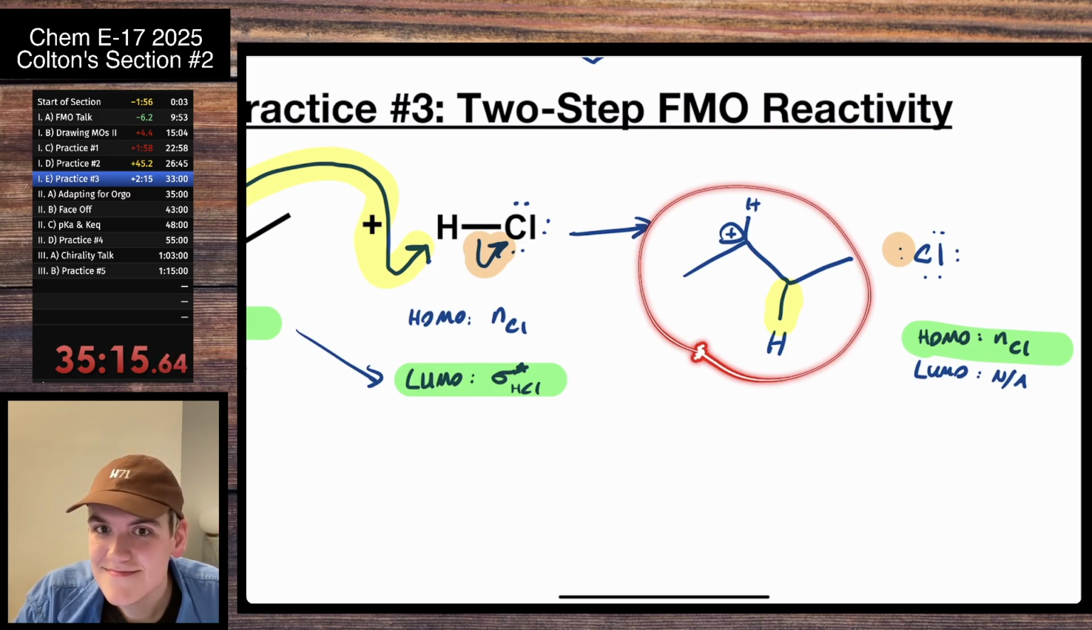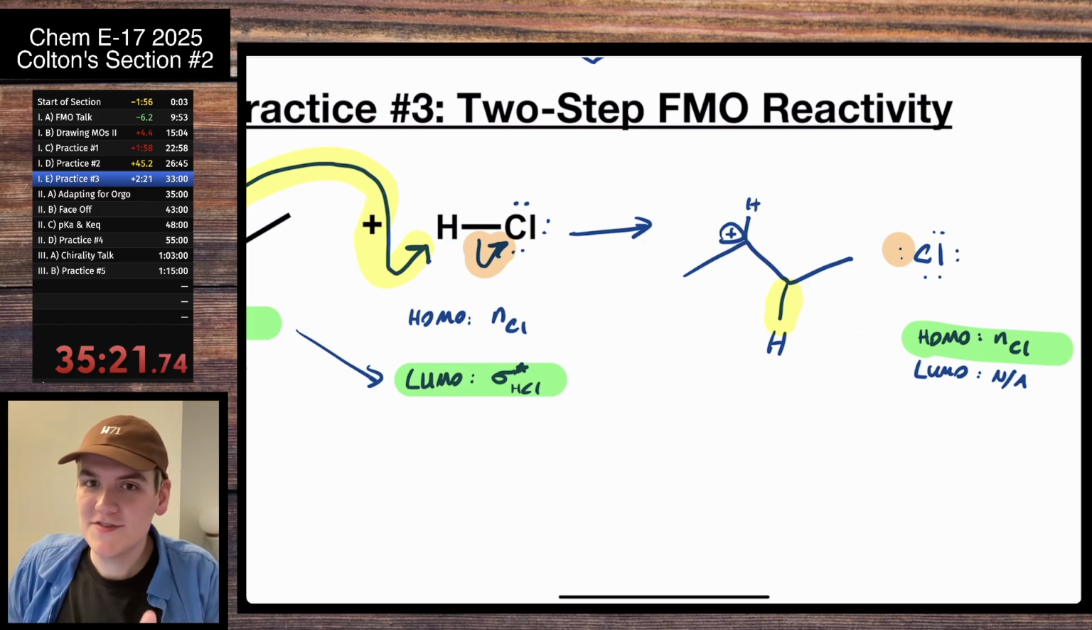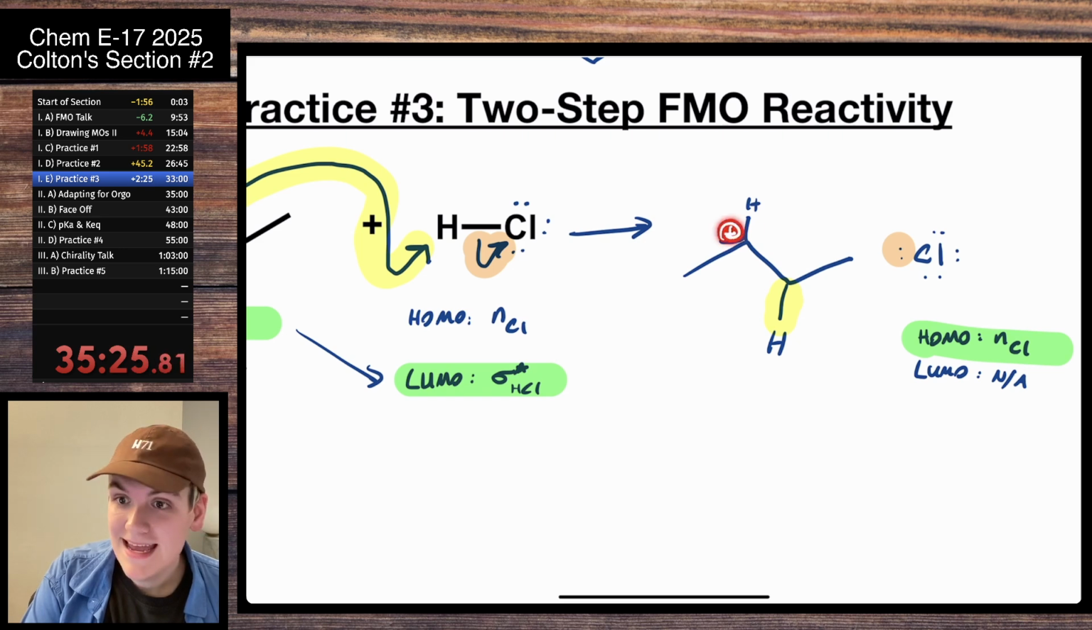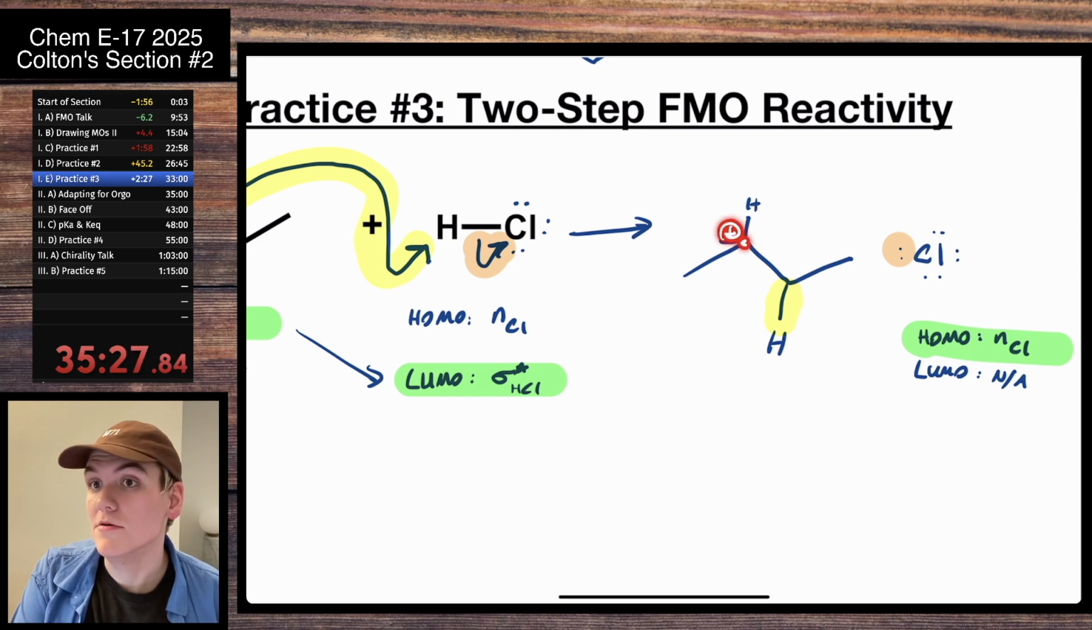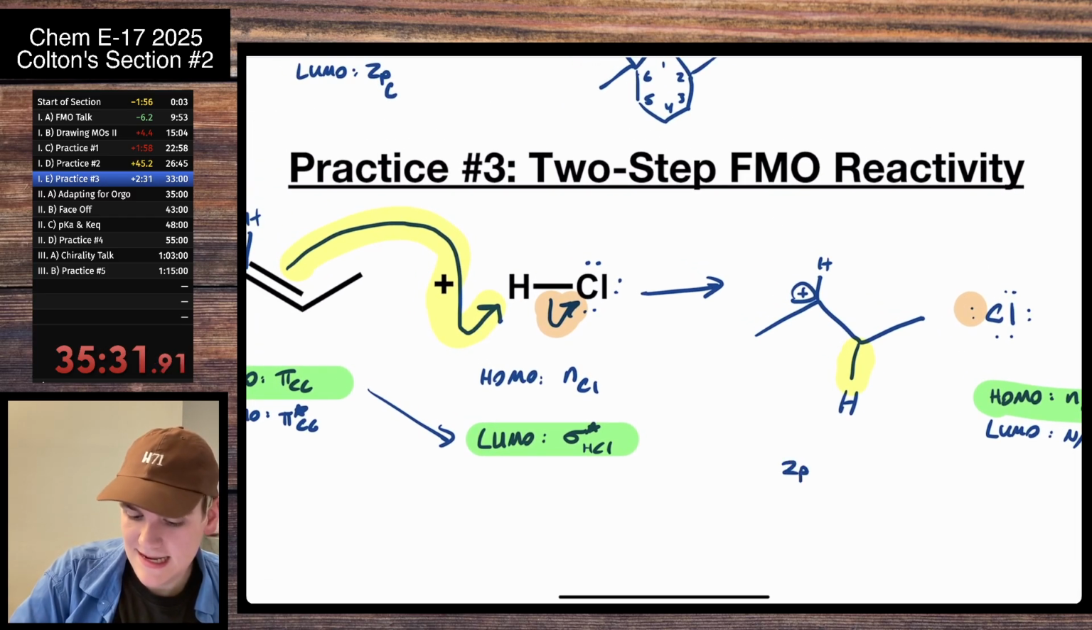sp3 on carbon. Like on this carbon over here? Yeah, the one with the positive charge. You're so close. So it is the carbon with the positive charge, but that's not an sp3. When we have a positive charge on a carbon, it is just an empty p orbital. And so we would call it like a 2p orbital.